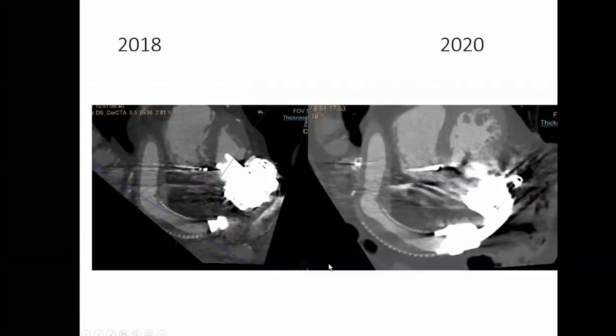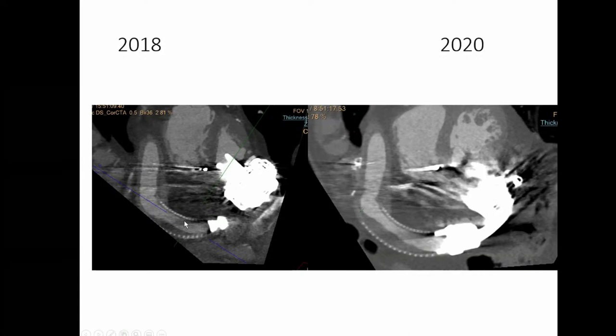The other frequent finding that we see is this area of hypoattenuation along the cannula. When I first read CTs on LVAD patients almost 10 years ago, we thought this could be clot, and there have been some studies showing that this is actually accumulation of plasma fluid outside the cannula, because the lining of the graft is porous. So this is accumulation, almost like a seroma.